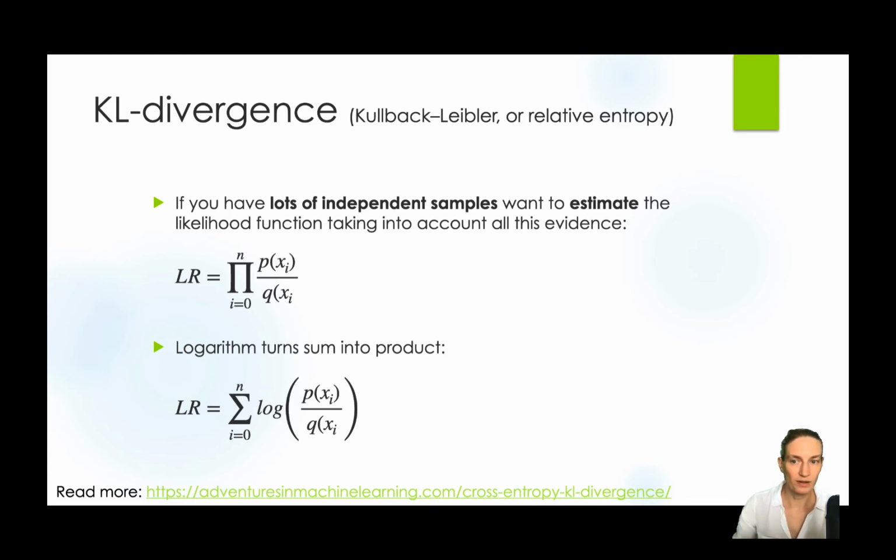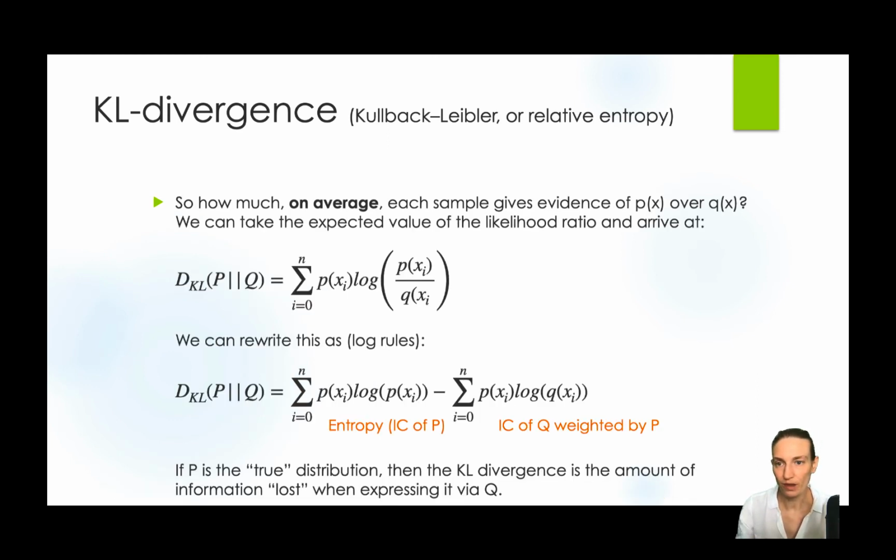If we take the logarithm of a multiplication, it turns into a sum. So that's how we arrive at the equation below. Take the logarithm, so the product turns into a sum. So how much now, on average, does each sample give evidence of distribution P rather than Q? For this, we take the expected value of the likelihood, and we arrive at the equation below. The difference with the previous slide is that we take the average.